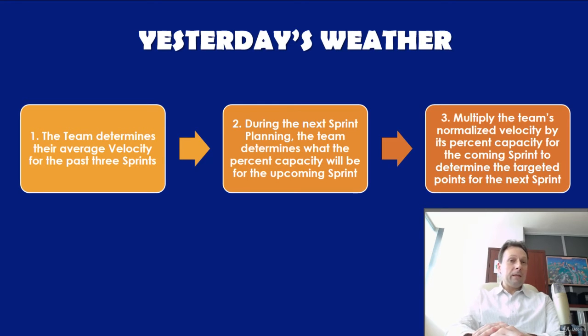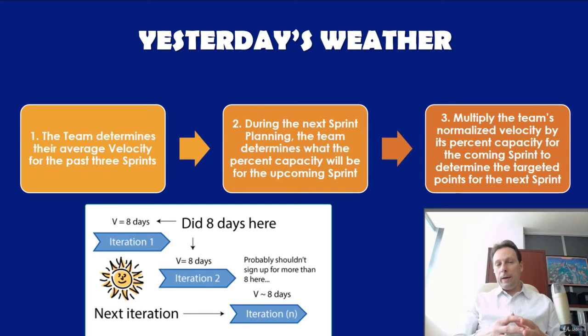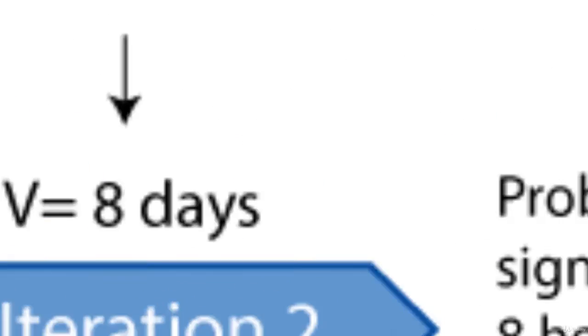And finally, multiply the team's normalized velocity by its percent capacity for the coming sprint to determine the target points for the next sprint. This technique is quick, accurate, and if you are just starting with Scrum, please do not run a sprint without including this pattern. In the resource section, you will find yesterday's weather tool. It does all the math for you.